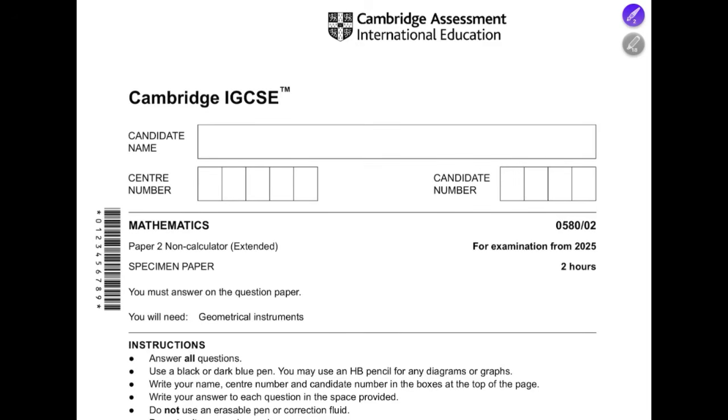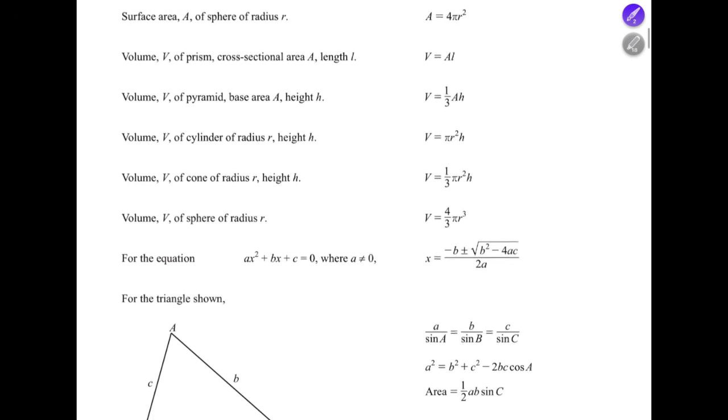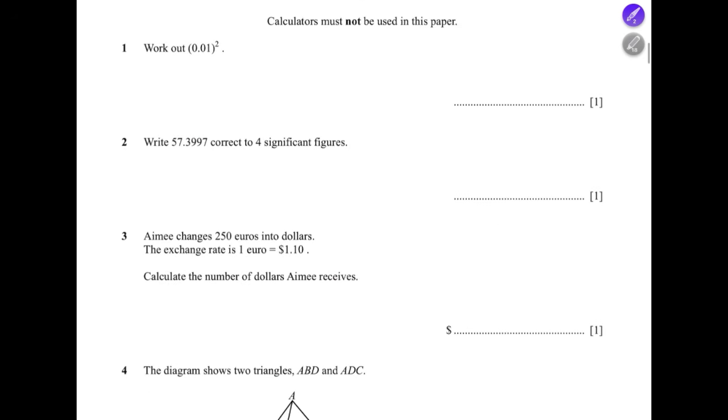In this video, we're going to solve Math Paper 2, Specimen Paper from 2025 for Paper 2. Let's start. So the first question is, work out 0.01 squared. That means you have to multiply 0.01 with 0.01.